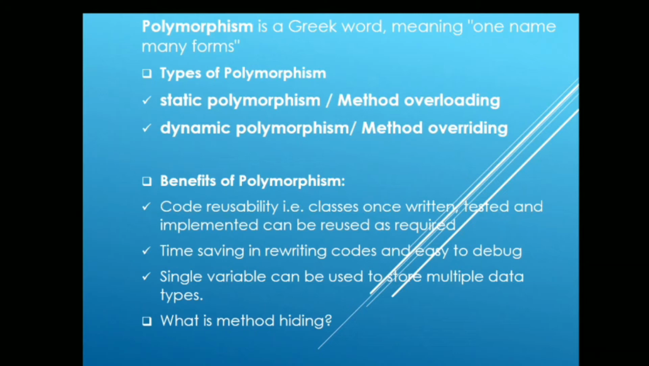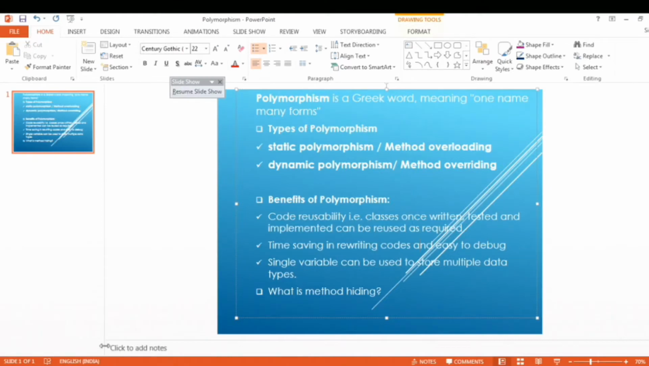What are the different benefits of polymorphism? The first benefit is code reusability. That is, classes once written, tested and implemented can be reused as required. Also, it saves you time in rewriting the code, and it is easy to debug. Also, a single variable can be used to store multiple data types. So let's flip to Visual Studio.